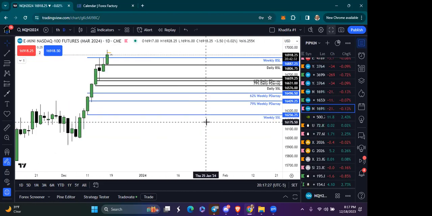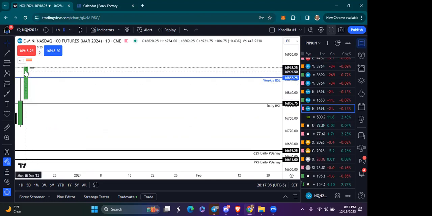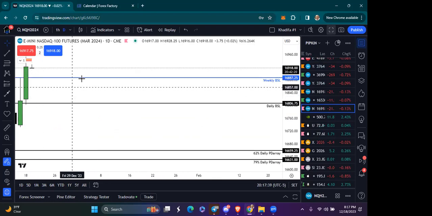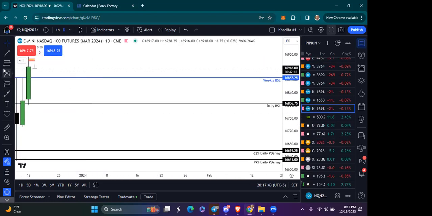Same thing with NQ. I would like to see price pull back down into the discount levels of today's price range and continue higher. Easy peasy, right?